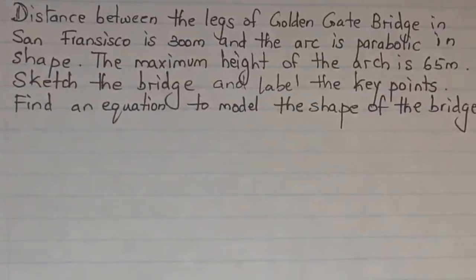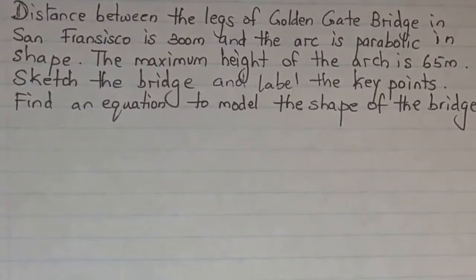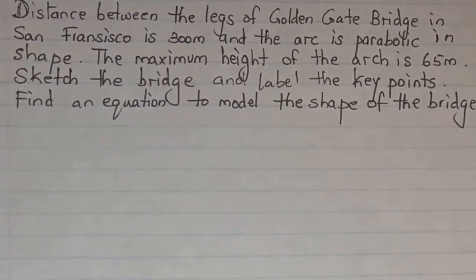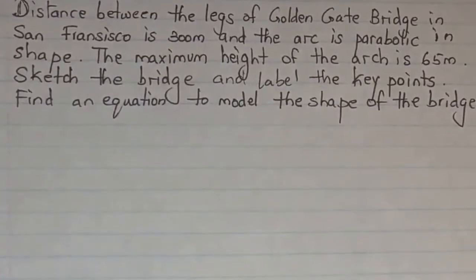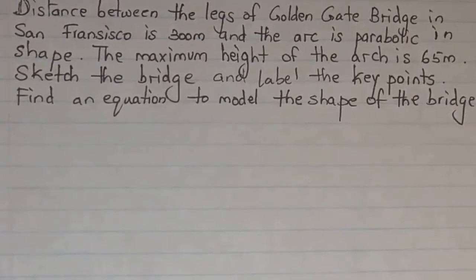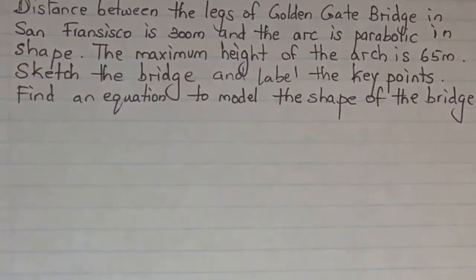Let's solve this problem using our knowledge on quadratic relations. The distance between the legs of the Golden Gate Bridge in San Francisco is 300 meters and the arc is parabolic in shape. The maximum height of the arch is 65 meters. Sketch the bridge and label the key points. Find an equation to model the shape of the bridge.